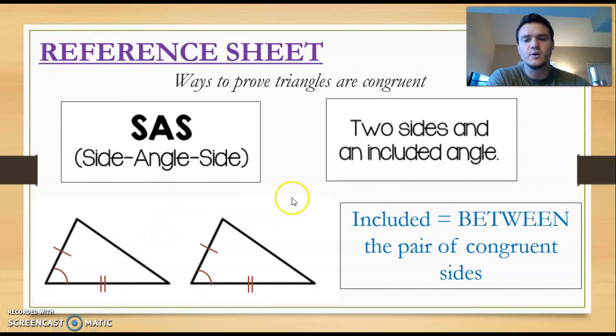Hopefully that makes sense. So if you have this side angle side congruence going on, it is also enough to say that these triangles are in fact congruent. Okay?